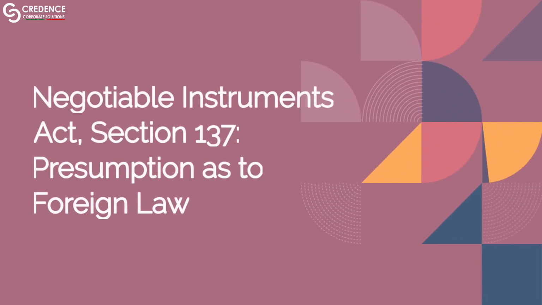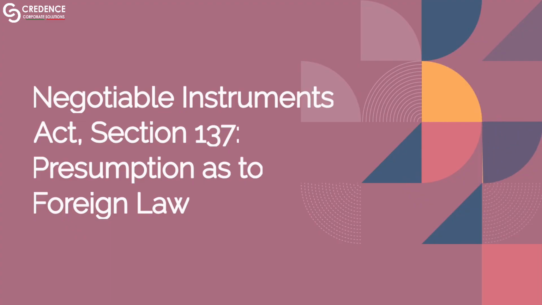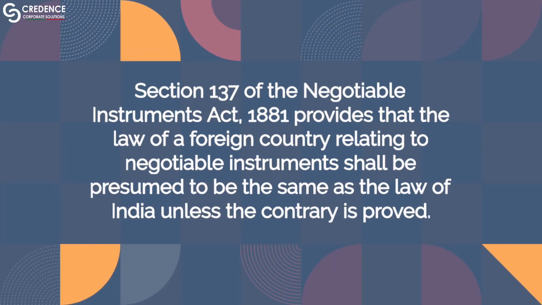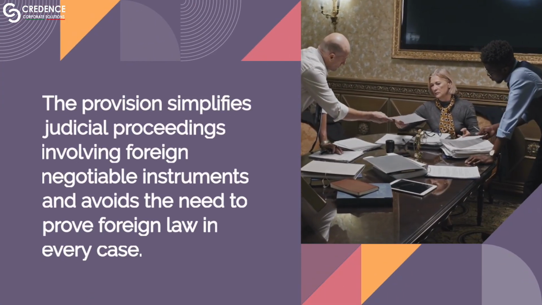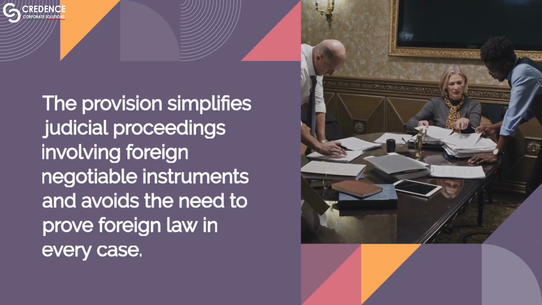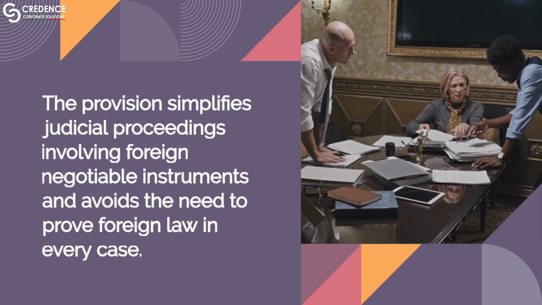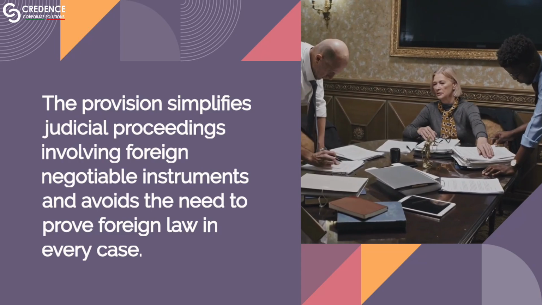Negotiable Instruments Act, Section 137, Presumption as to Foreign Law. Section 137 of the Negotiable Instruments Act, 1881 provides that the law of a foreign country relating to negotiable instruments shall be presumed to be the same as the law of India unless the contrary is proved. The provision simplifies judicial proceedings involving foreign negotiable instruments and avoids the need to prove foreign law in every case.